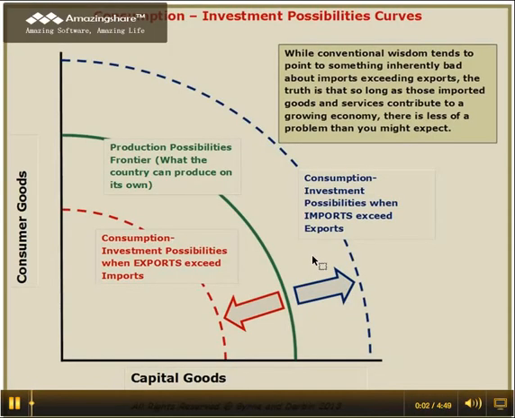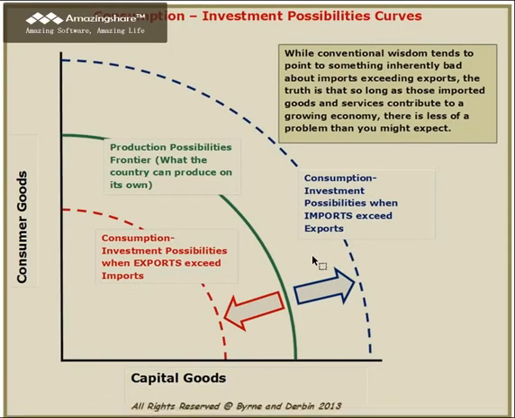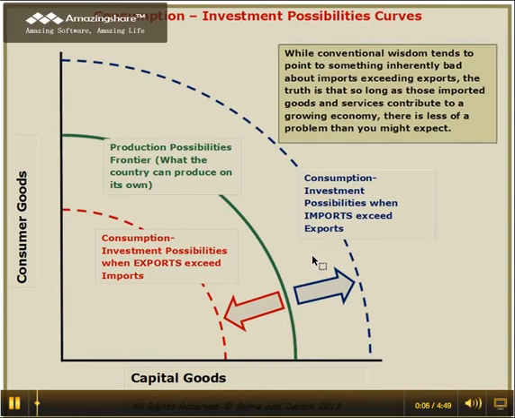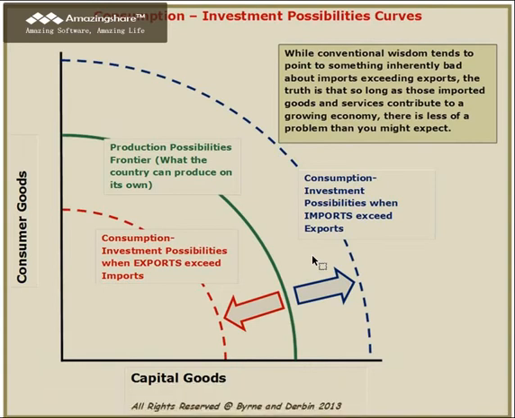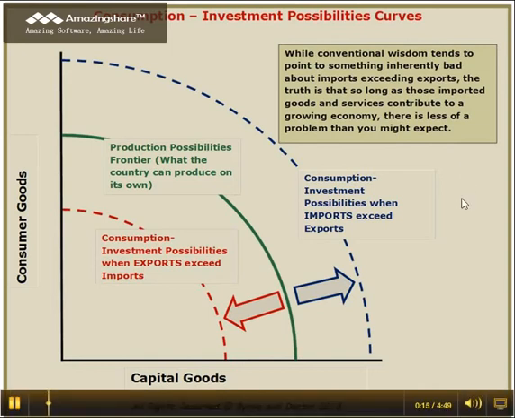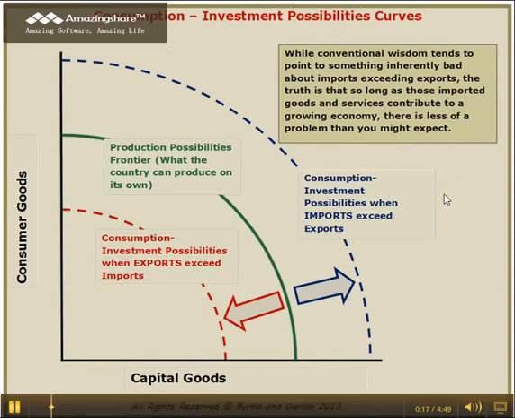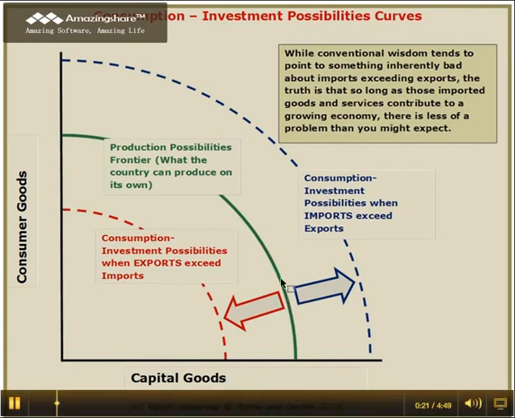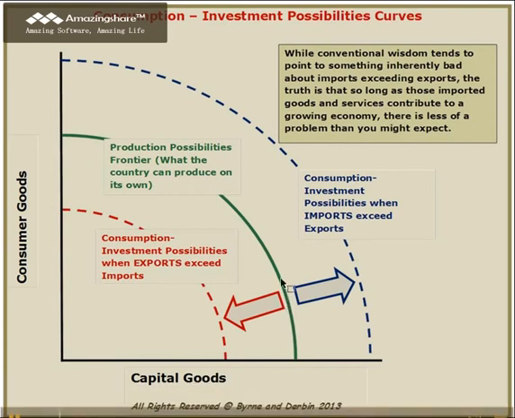So once again, we're looking at consumer goods on the y-axis and capital goods along the x-axis, along the horizontal: capital goods, and consumer goods along the vertical. So again, we're looking at a production possibility frontier. The center line, the solid line, is the one that we're referring to as our production possibility frontier.